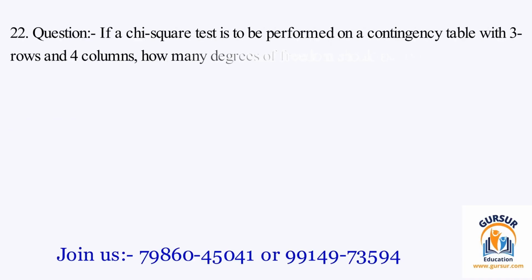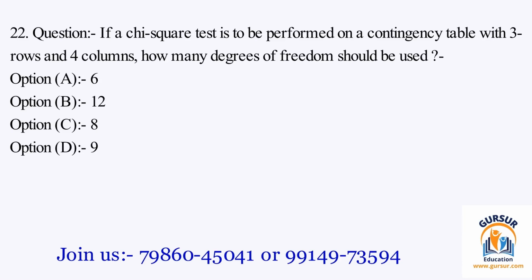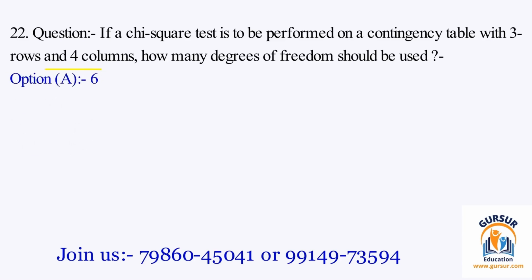Question number 22. If a chi-square test is to be performed on a contingency table with 3 rows and 4 columns, how many degrees of freedom should be used? Option A is 6. Option B is 12. Option C is 8. Option D is 9. The right answer of the question is option A, and that is 6.